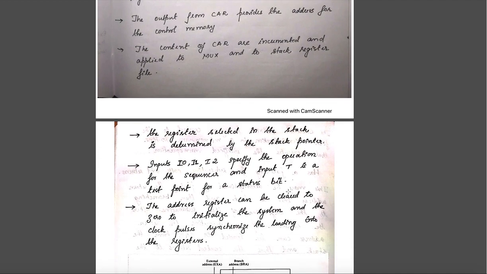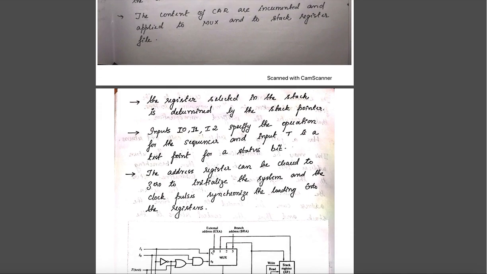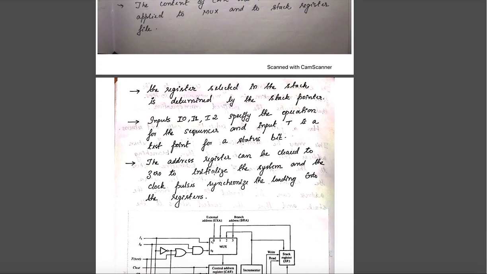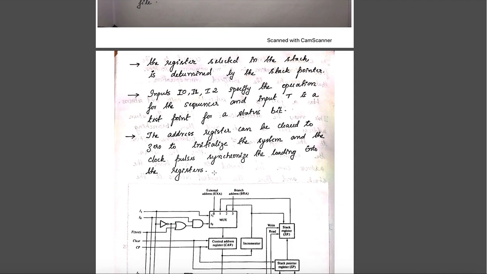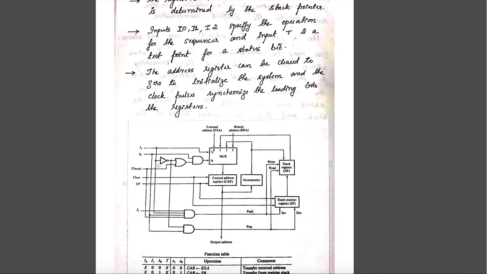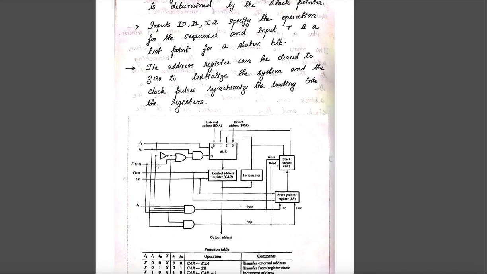Then there need to be certain inputs. The inputs which we use here are I0, I1, I2, which we will see in detail later. They specify the operation for the sequencer, and there should be an input T, which is a test point for a status bit. Okay, then there should be a clock pulse signal, and there should be a provision to initialize, or clear, the address register. Okay, so based upon all this, this is the sequencer which we are going to design.